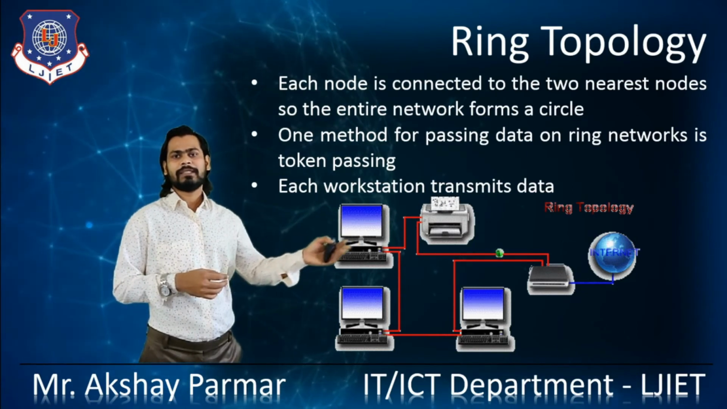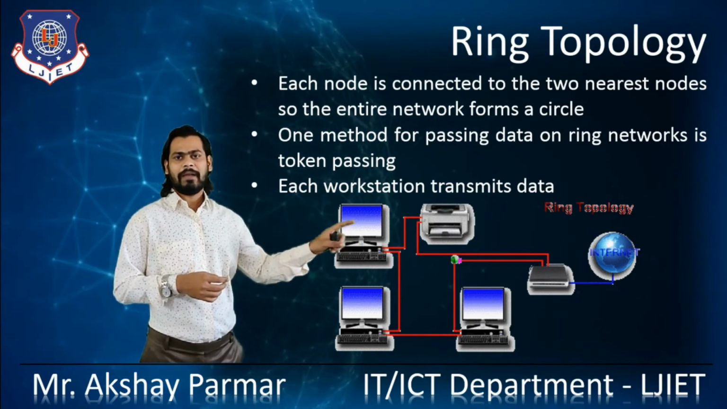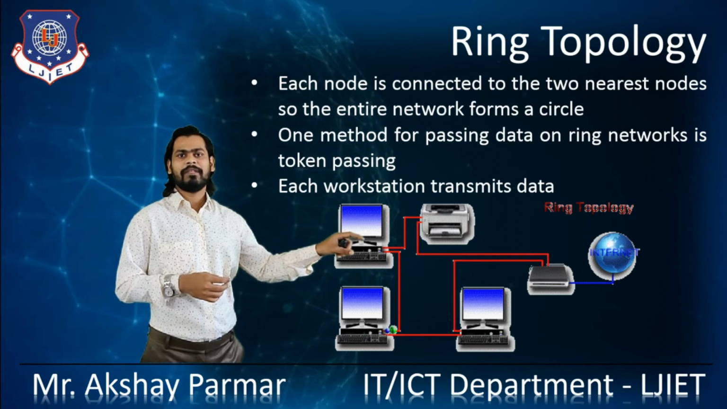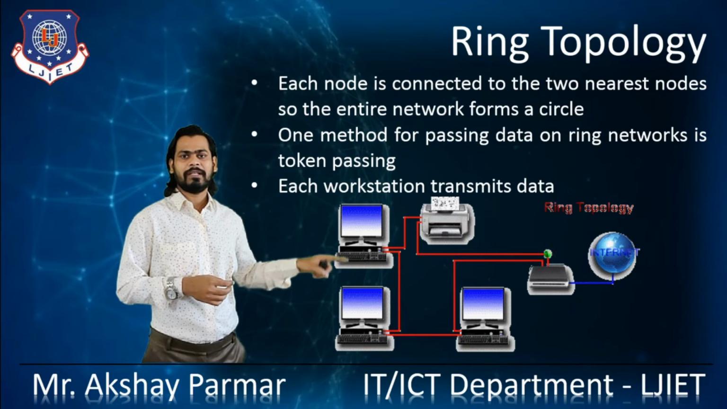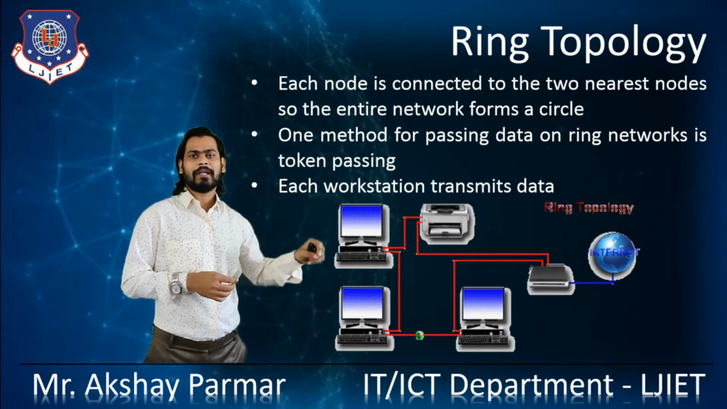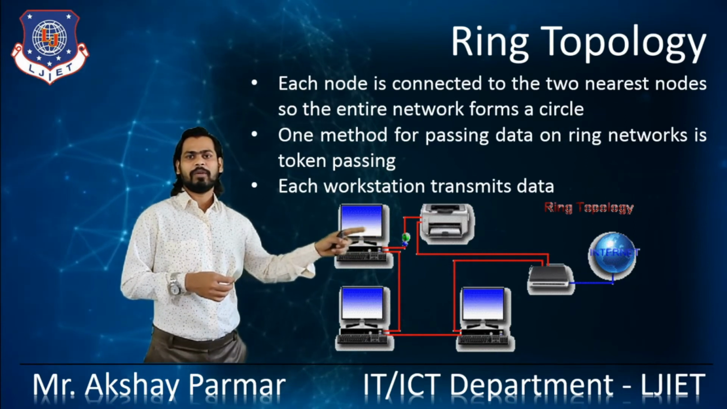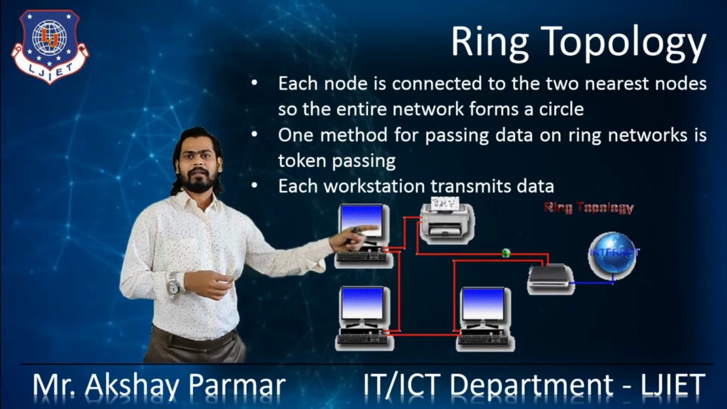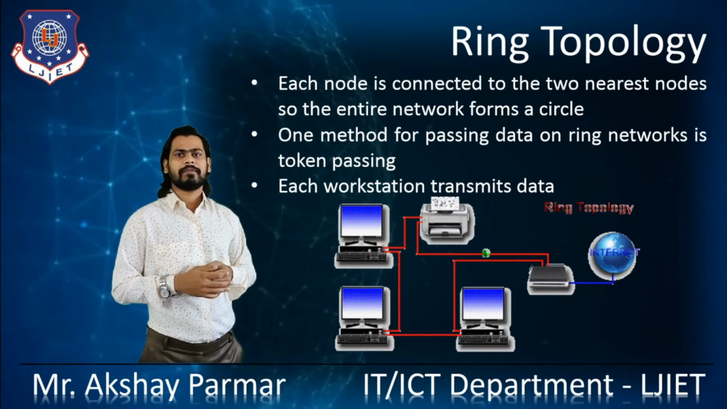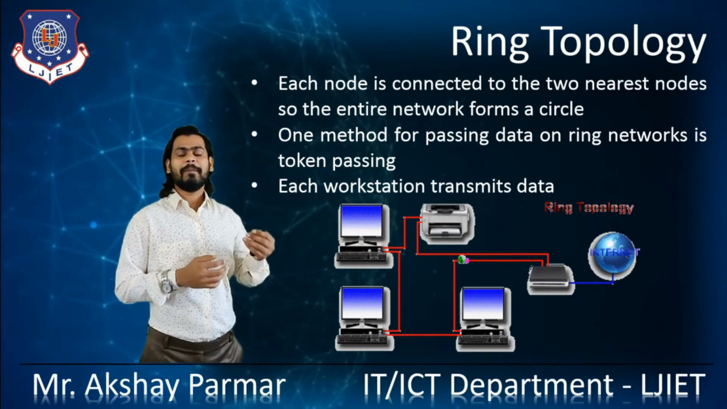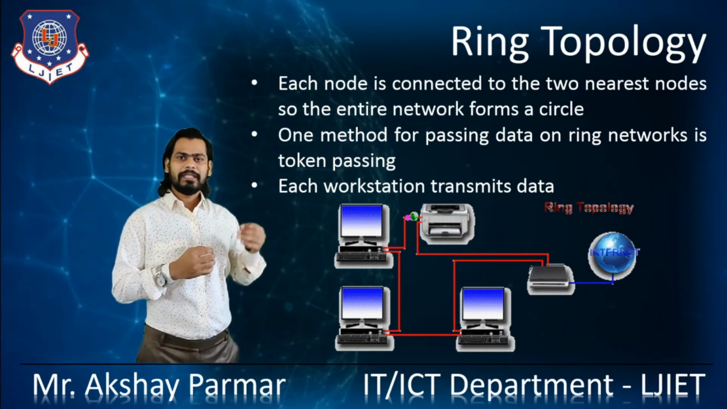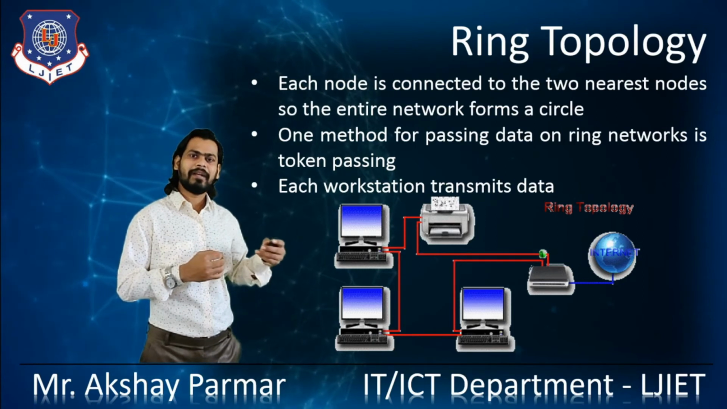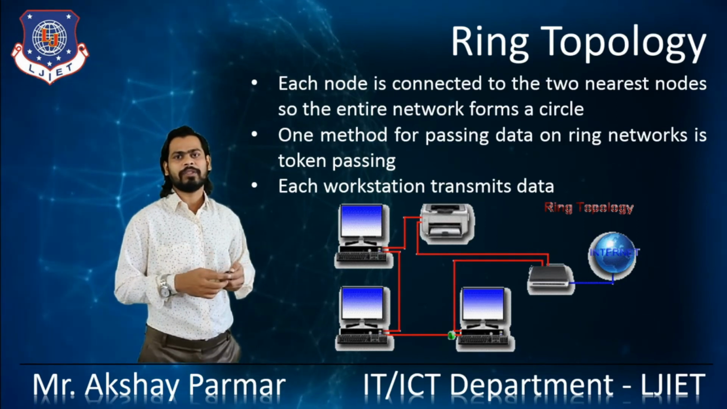You can see in this figure that every node is connected with two adjacent devices. This device is connected with this device and the printer, and the printer is connected with two devices, the connector and this device. In the ring topology, one method of passing the data is token passing, and each workstation transmits the data.